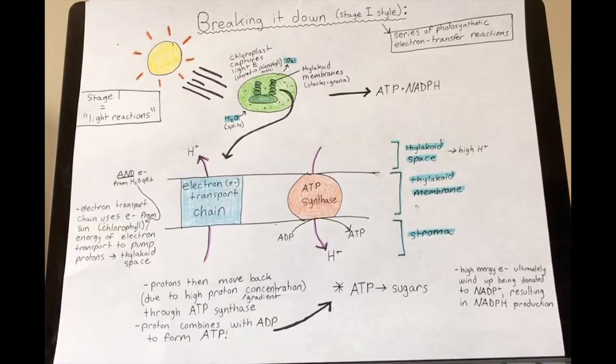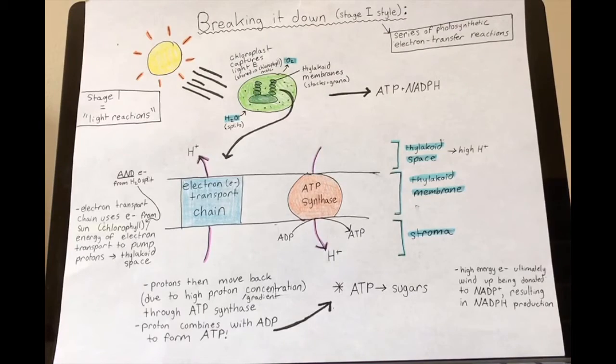Focusing more on stage 1, we see a series of photosynthetic electron transfer reactions. Light energy from the sun is captured by the chloroplasts and stored in chlorophyll molecules, hence why this stage is often called the light reaction stage. Here, water molecules are also split.